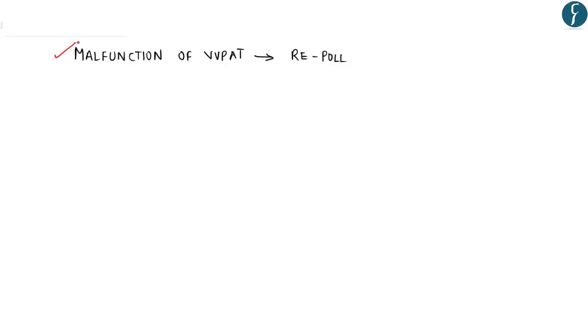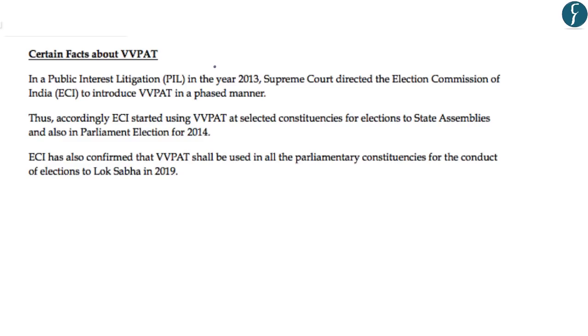As we have already seen, the malfunctioning of VVPAT led to the repolling in some of the booths in the recent held by-poll. So in this regard, let us understand certain facts about VVPAT. In a PIL filed in the year 2013, Supreme Court directed the Election Commission of India to introduce VVPAT in a phased manner. Accordingly, Election Commission of India started using VVPAT at selected constituencies for elections to state assemblies and also for the parliament election of 2014.